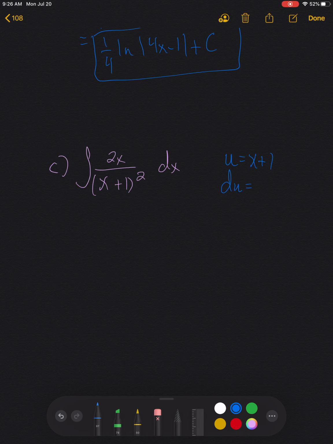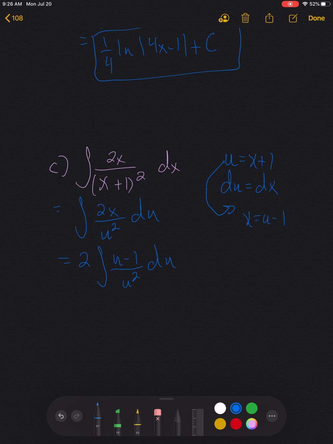In this case, we have du is equal to dx, and our substitution so far then yields 2x over u squared du. Now, we still have the problem of there being an x in our integrand, but we can rewrite that substitution equation as x is equal to u minus 1. This then gives us, I'm also going to pull the 2 out of the integral here, so we have u minus 1 over u squared du. Now everything's in terms of u.